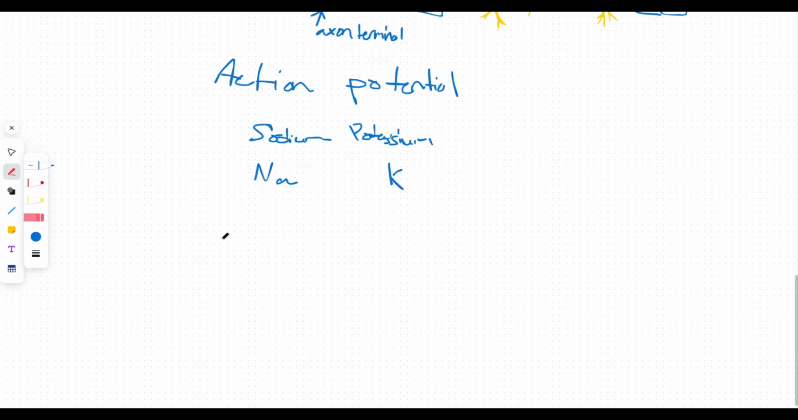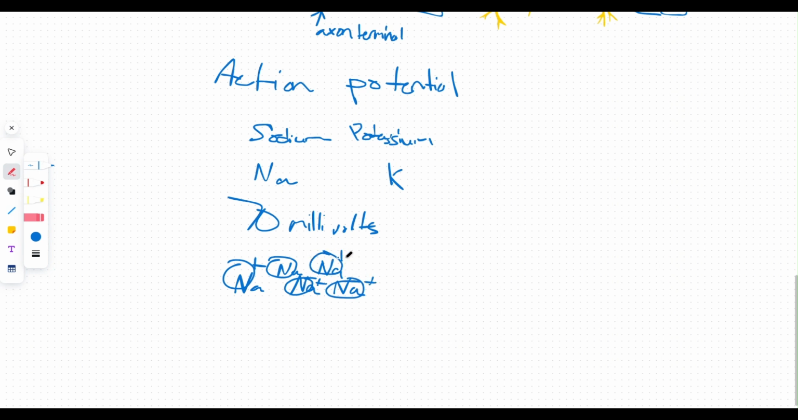At rest, the trigger is like 70 millivolts. What will happen during action potential? There are gonna be heaps of sodium outside the axon. Just imagine a bunch of positively charged atoms outside the thing, a bunch of them outside.